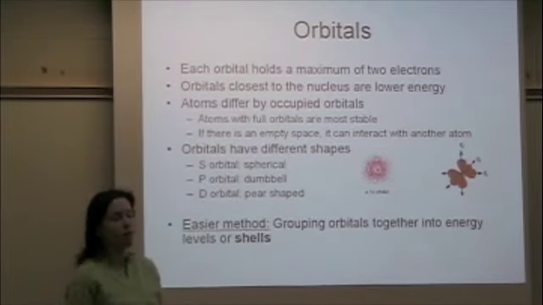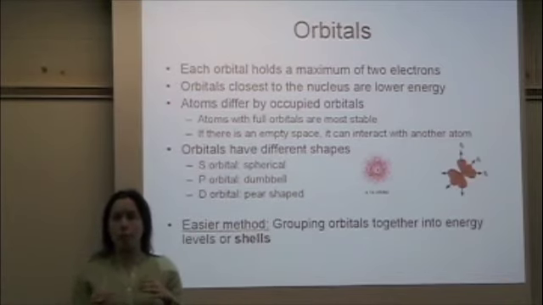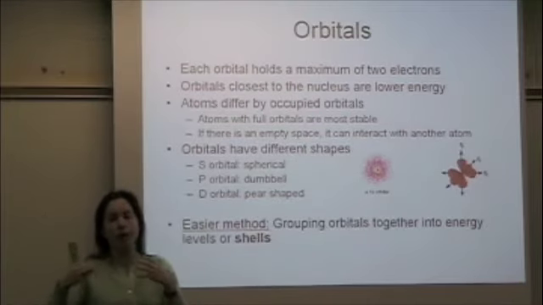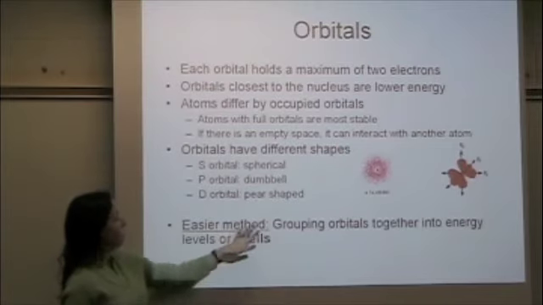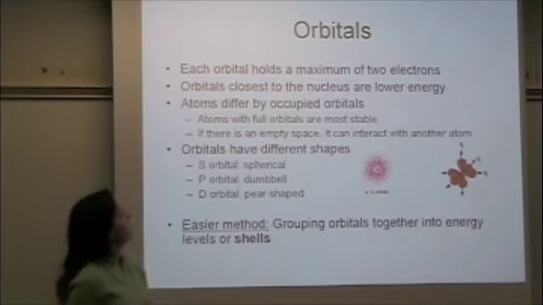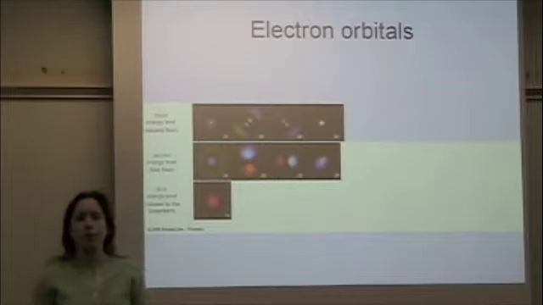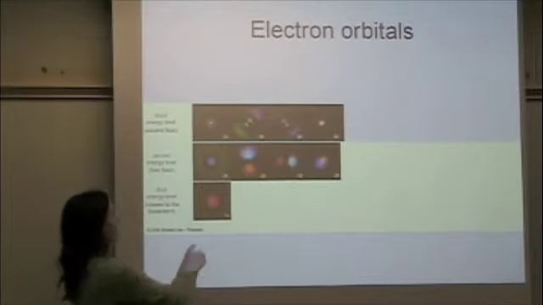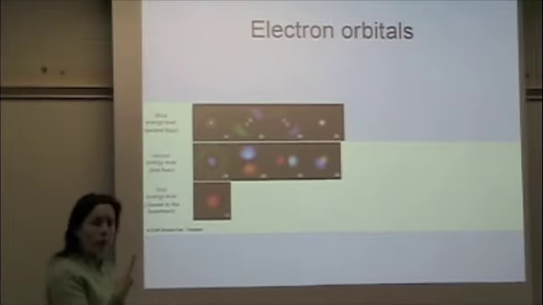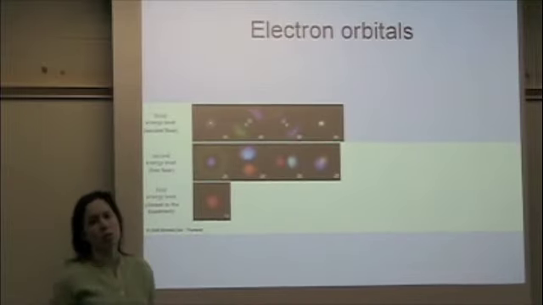What I'm going to do to try to simplify this orbital idea is group orbitals together that have similar energies. All of the electrons that have the same energy, I'm going to put together and classify as a shell. So we're going to group orbitals together into energy levels or shells, which look like this. Here we have some of the orbitals of the electrons. The lowest energy level, or the first shell, has 1 orbital, so it can hold a maximum of 2 electrons, and this would be the closest to the nucleus.